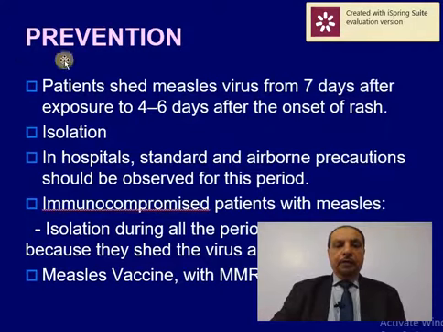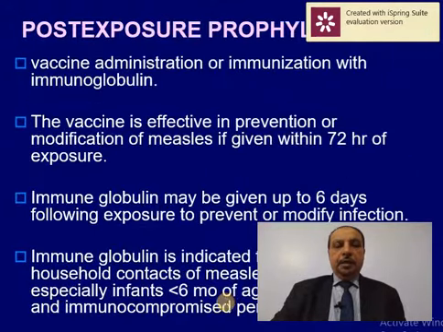One of the important, cost-effective preventive measures of measles is vaccination. As we mentioned, MMR vaccine is given at the age of 12 months and 18 months. There is post-exposure prophylaxis, which is very important. The vaccine itself can be given early in the incubation period, and in some patients we can give the immunoglobulin. The vaccine is effective in prevention or modification of measles if given within 3 days, or 72 hours, of exposure.